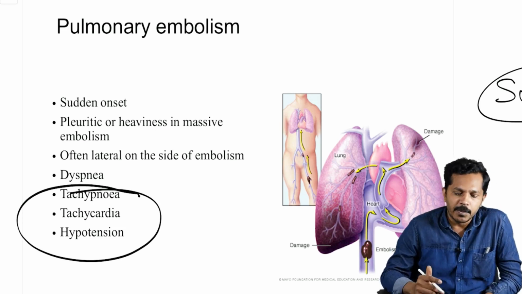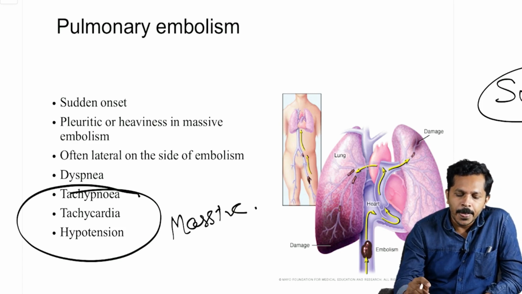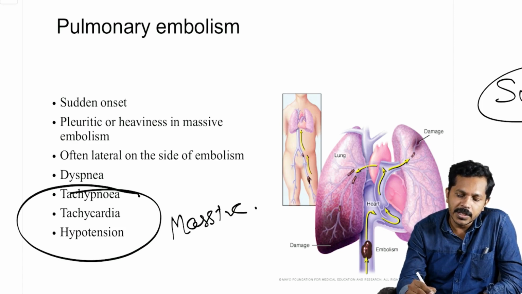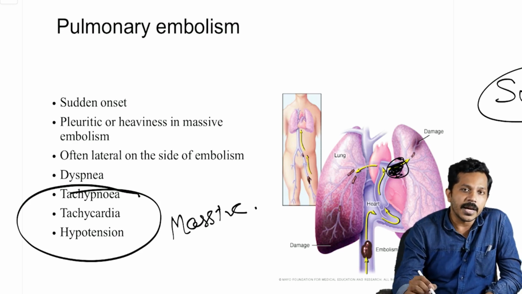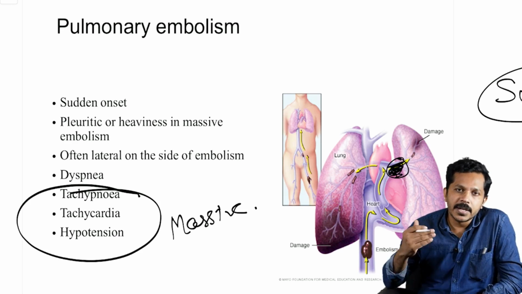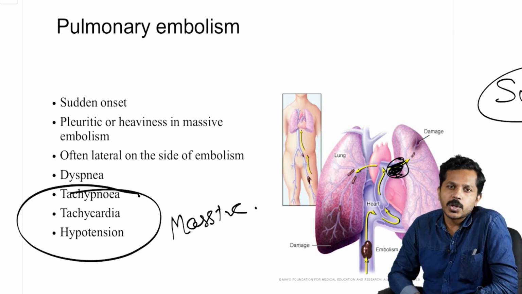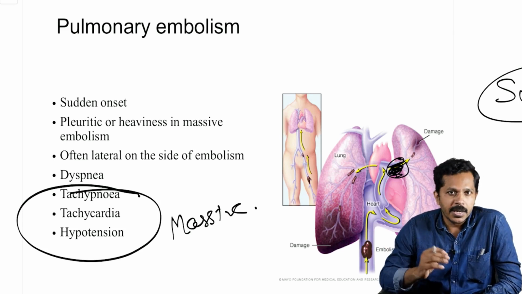If it is a massive pulmonary embolism, you can see in this picture, the embolus is coming from the distal vessels and is finally lodging into the lung. So if you have an embolism obstructing here, the blood circulation to the lung is affected. This results in hypotension, and the patient will be having coexisting tachypnea and tachycardia as well. So this triad gives an important clue that the patient is having a pulmonary embolism.